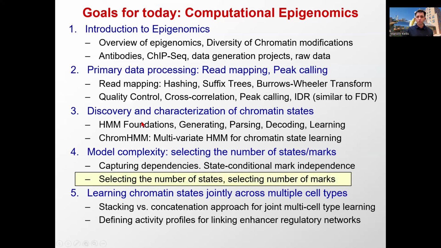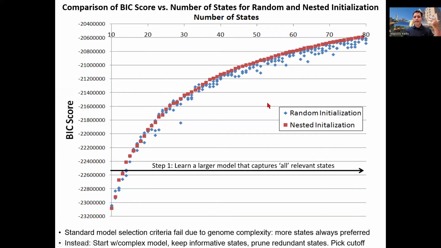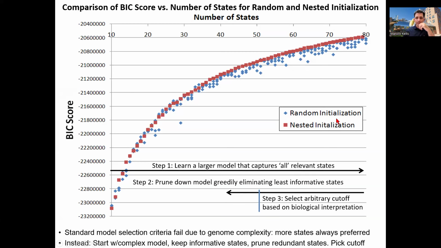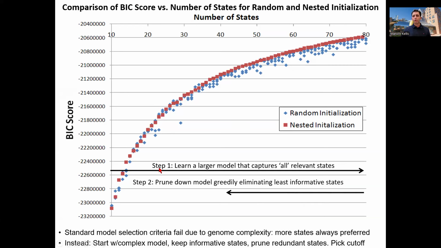Another one is you could select the number of states using this nested initialization approach. What does that mean? That means that instead of just saying, oh, I'm going to choose 50 states and I'm just going to run my model, and then whatever 50 states it finds, I'm going to be happy with. Instead, you say, well, why don't I run the model all the way to, I don't know, 80 states? And then I can start pruning down states that are redundant. And that's a very powerful general technique that you should be thinking about.